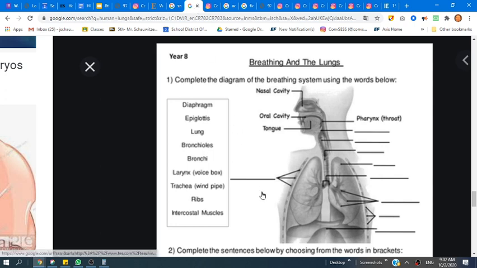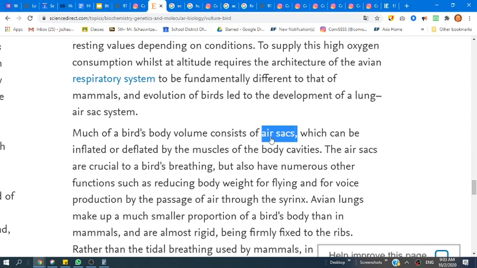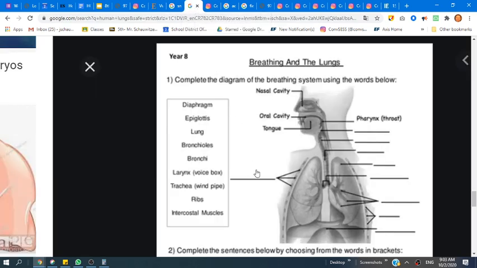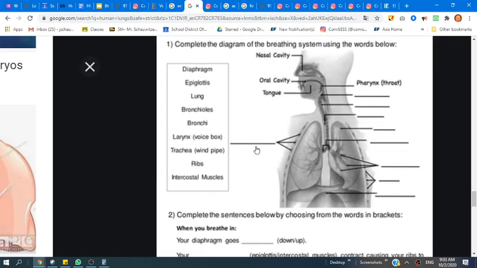Now, you probably understand this because when you see a human lung, you know that the lungs inflate once air is put into them, and then they deflate once air is put out of them. But how does that affect the vulture? It says that the air sacs are crucial to a bird's breathing, but also have numerous other functions such as reducing body weight for flying or for voice production by the passage of air through the syrinx. All right. If we look back at that diagram right here, we have some very similar parts as the vulture.